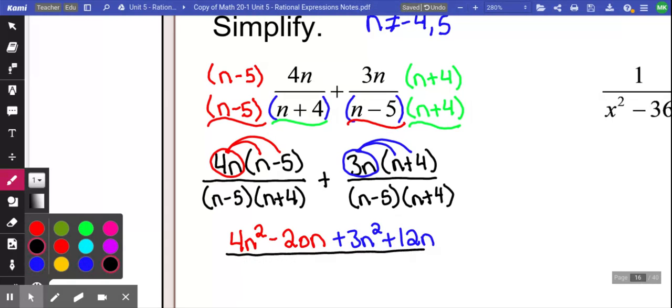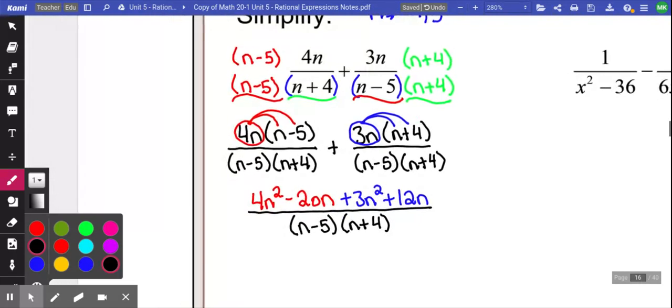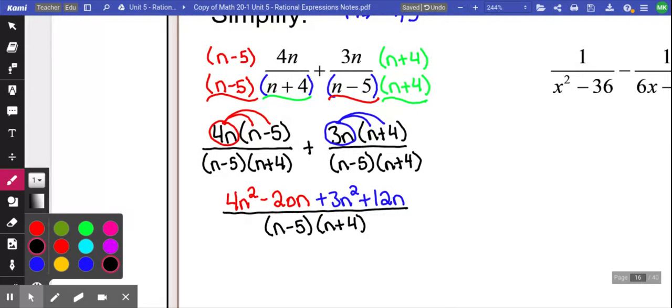And now it's one fraction. When you become one fraction, the denominators just become 1. So it's n minus 5, n plus 4. I don't write it twice. I'm not multiplying the denominators. I'm just putting them into one whole fraction. Cool. Now that you have one whole fraction, you're almost done. All you have to do is collect like terms on the top.